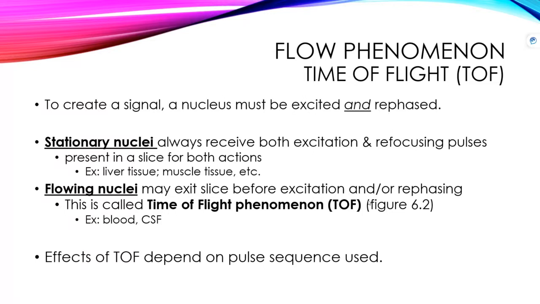So you have the cells in the tissue of, say, your liver, again, those are not going to go anywhere. They're going to always be present in the slice as you're imaging it. The blood that's flowing through the vessels, however, is not going to always be present in the vessel the entire time that you're imaging that slice, that you're scanning it, doing all of your pulses so that you can create your 25 slices for that particular scan. So the flowing nuclei is sometimes not going to be present for excitation and rephasing.